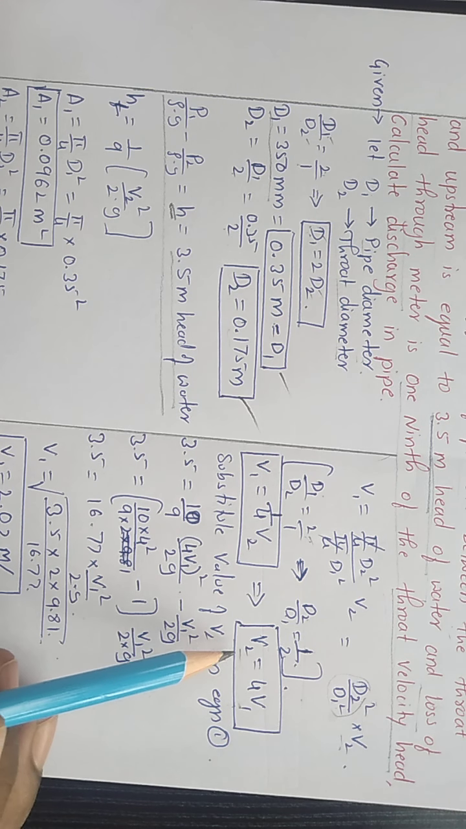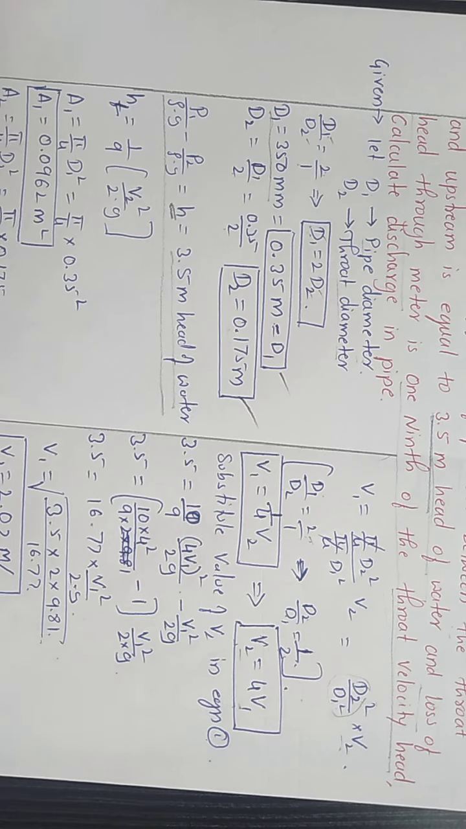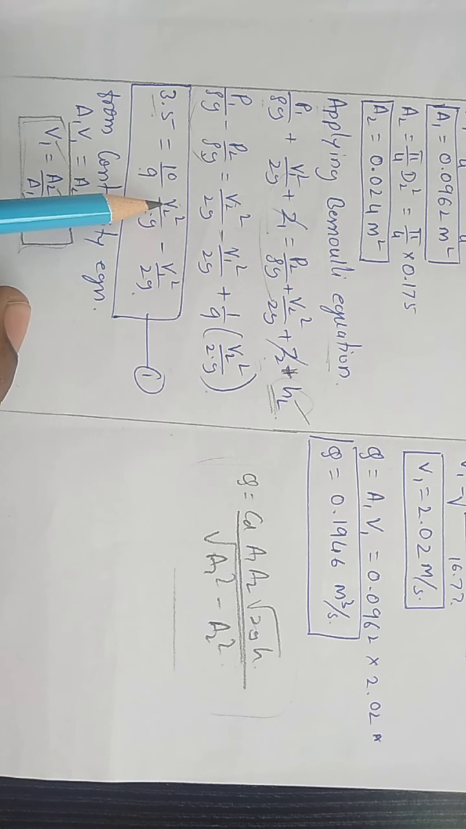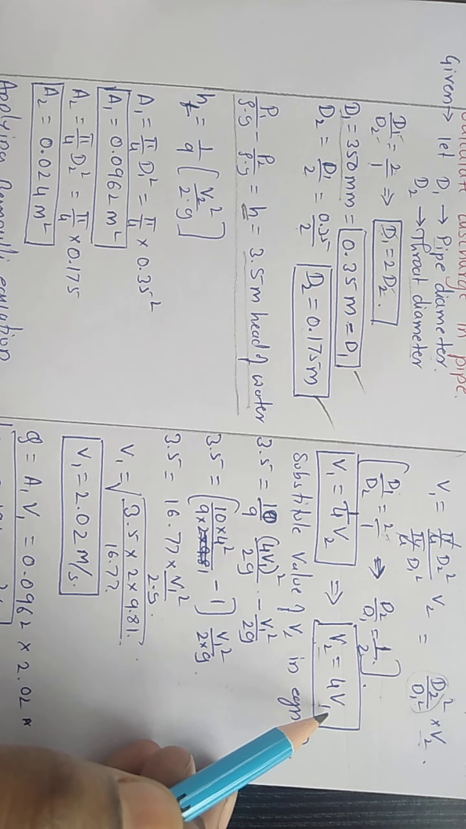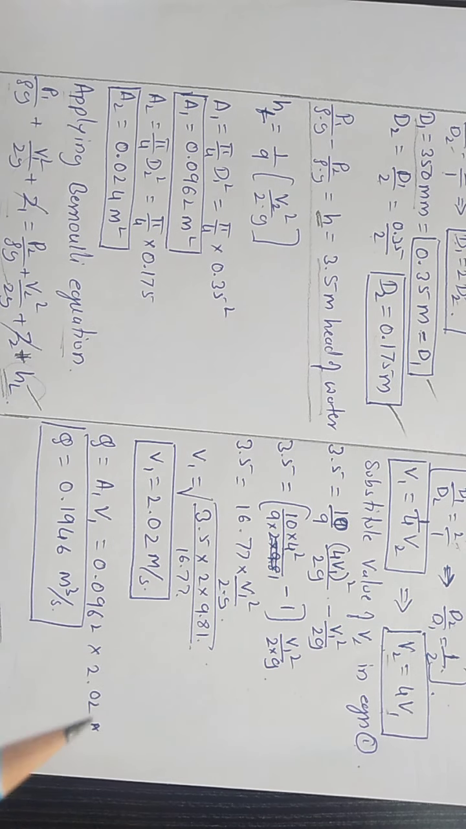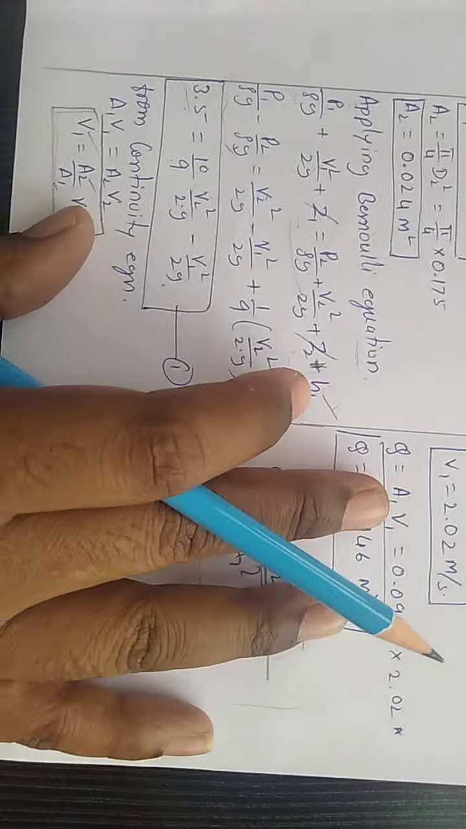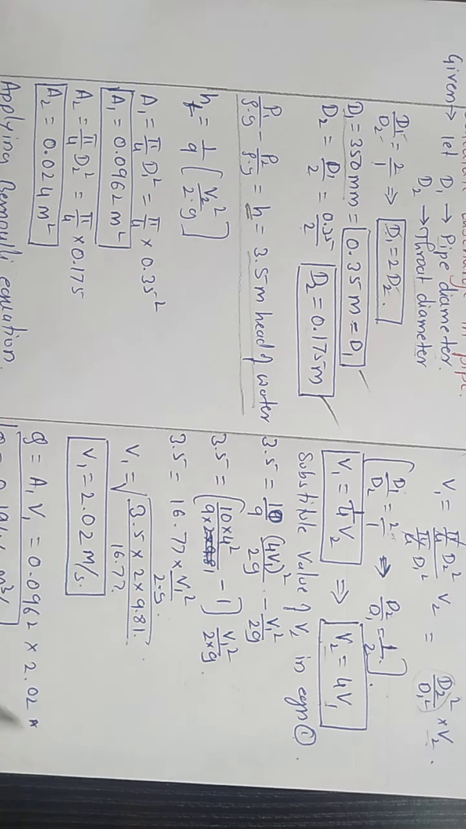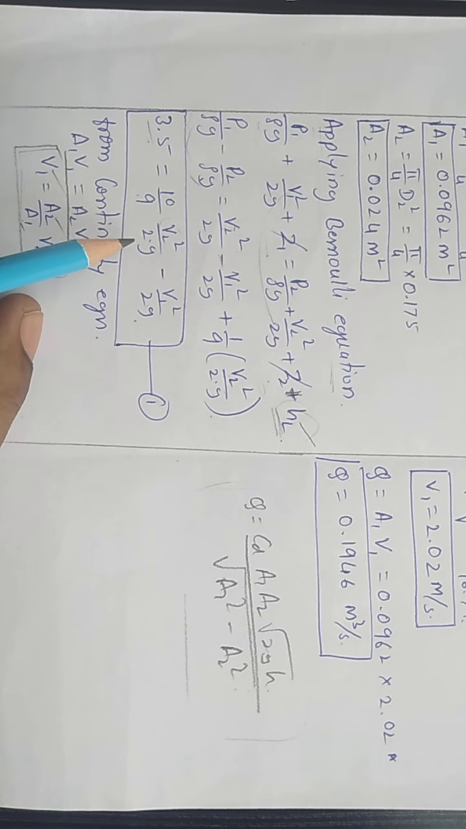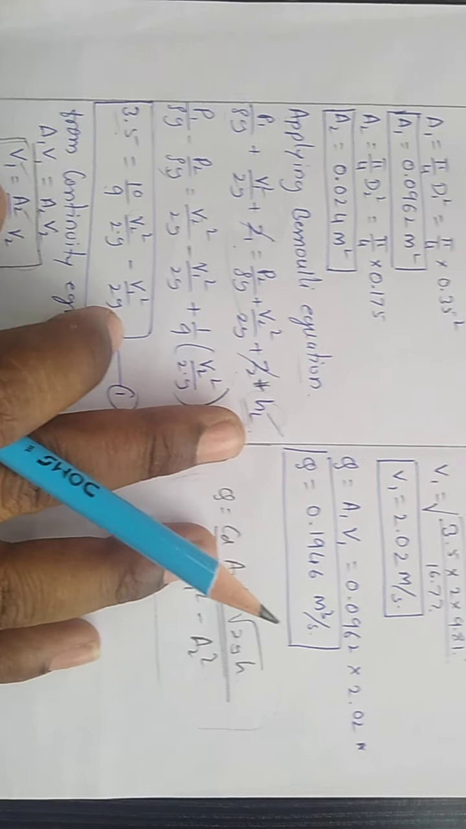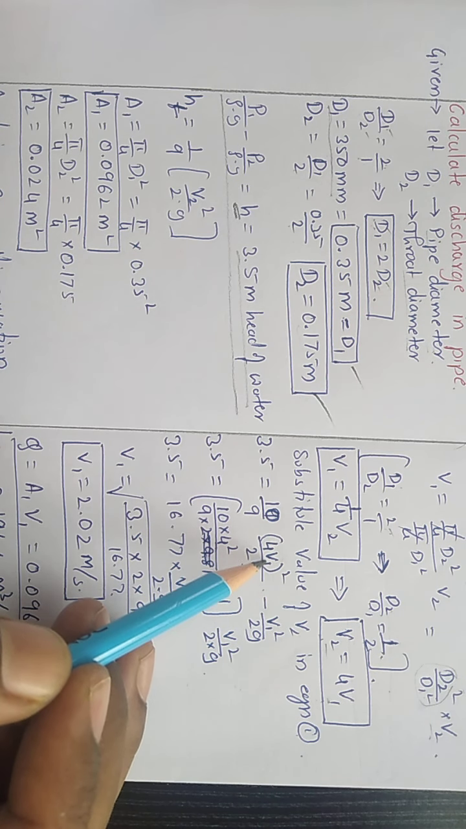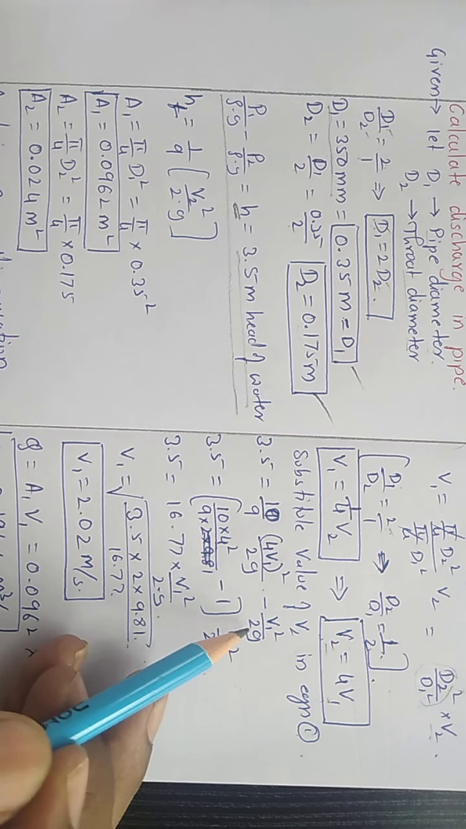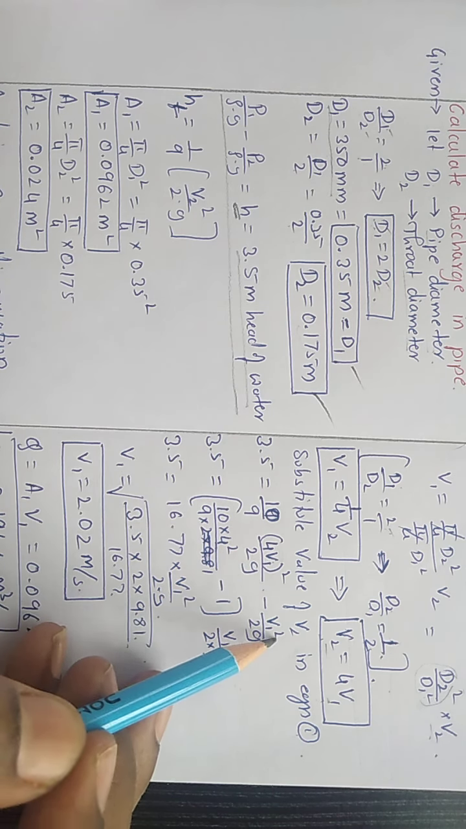Now substitute this value of v2 in equation 1. Here on the right hand side we have v2 square minus v1 square. Wherever v2 is there, substitute v2 equal to 4v1. So here I have 3.5 equal to 10 by 9 times (4v1) square by 2g minus v1 square by 2g. So now both are in terms of v1.